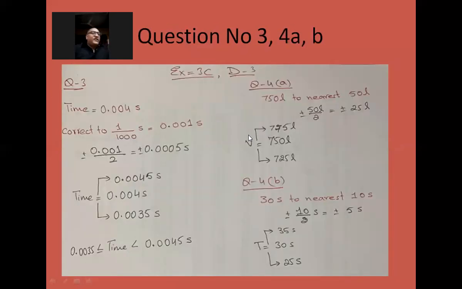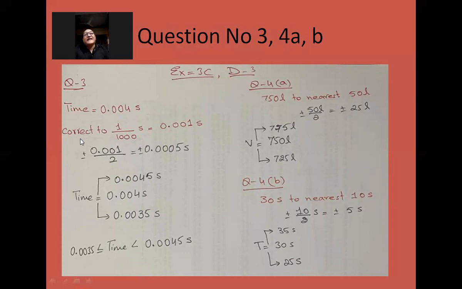Okay, so question number 3 is coming up on your screen. Let me read that question from the book. It says, the duration of a flash from a camera is timed at 0.004 seconds, accurate to 1/1000 of a second. Calculate the upper and lower bounds for the duration of the flash using inequalities. Okay. So you see, the main measurement is time. Time is 0.004 second. And they say this is correct to 1/1000 of a second.